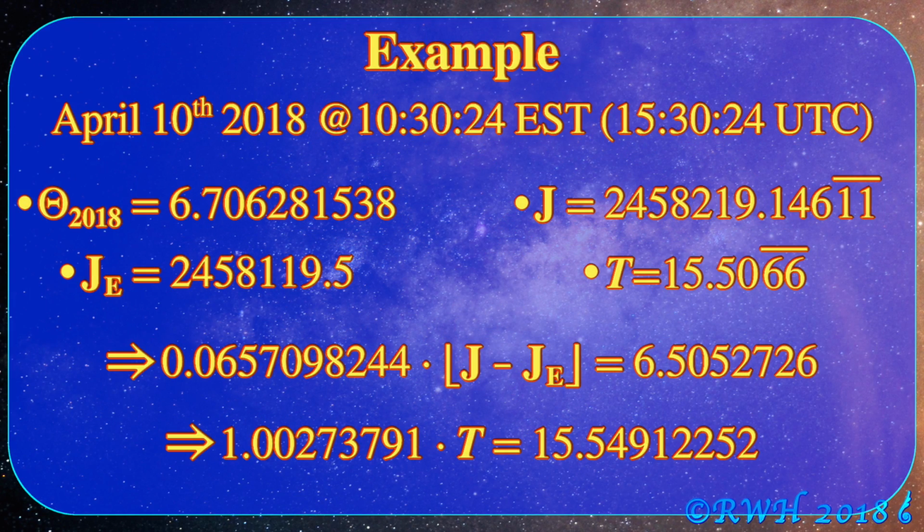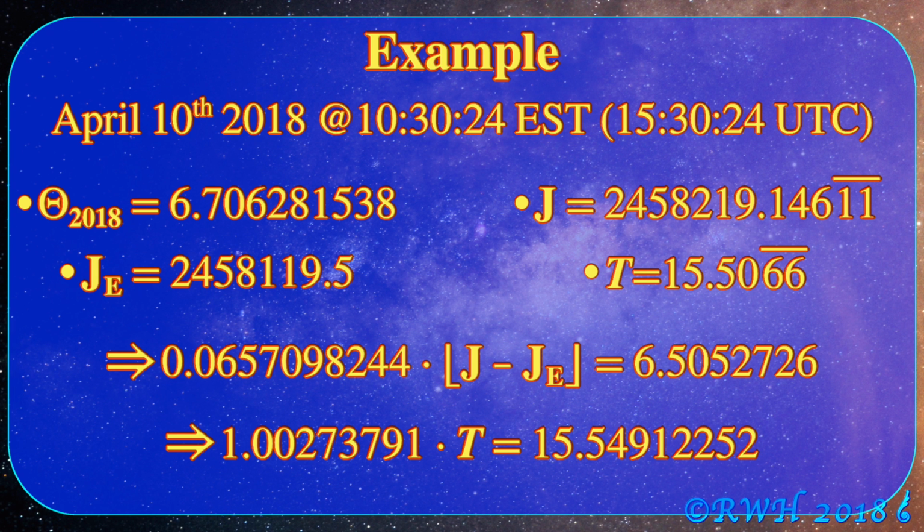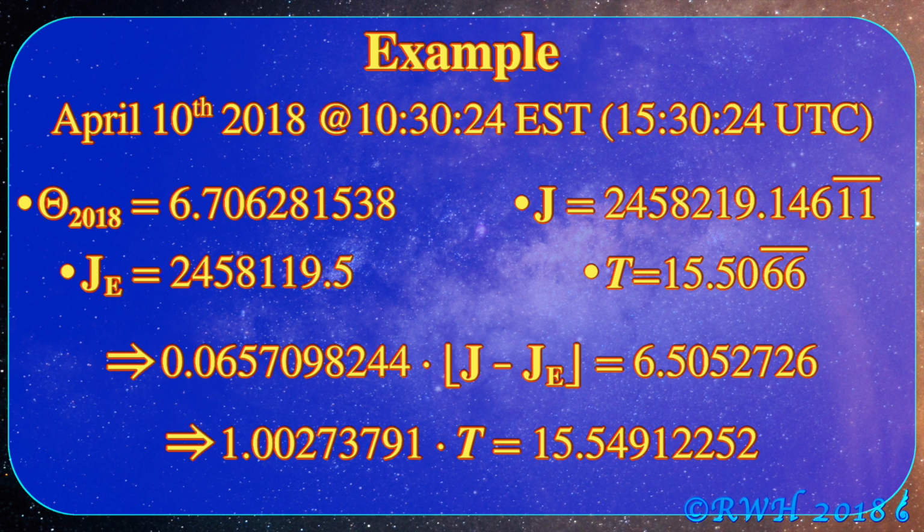For an example of the Julian form of the GMST calculation, we will use the Julian date we calculated earlier, which is 2,458,219.14611, corresponding to April 10, 2018 at 15:30:24 UTC. This will be used as the Julian date variable j.